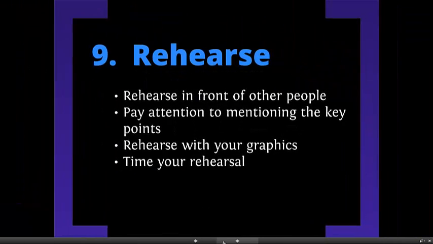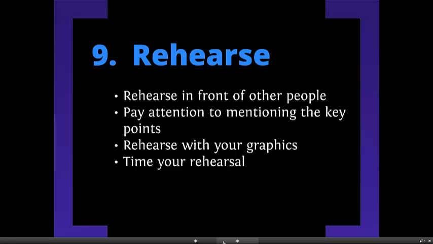Okay, number 9, rehearse. Rehearse in front of other people. Another thing I could have included in here is rehearse in front of a mirror. What are the people seeing when you're presenting? We can't see ourselves. We can have this picture in our head of what we think we look like. But present in front of a mirror so you can get an idea of what they're seeing.